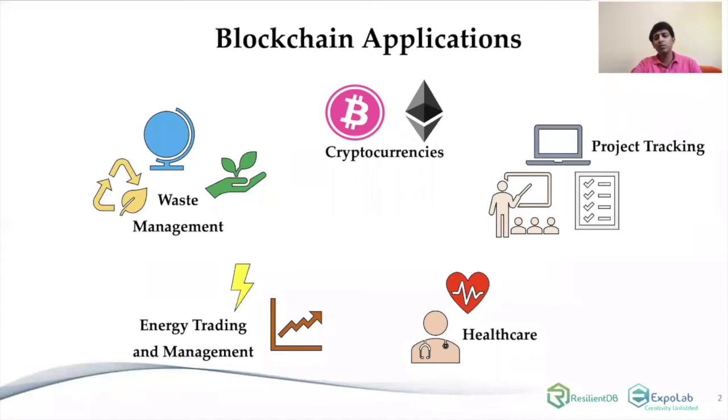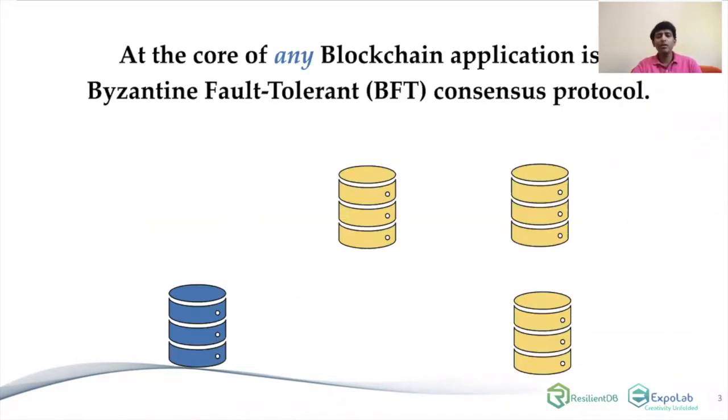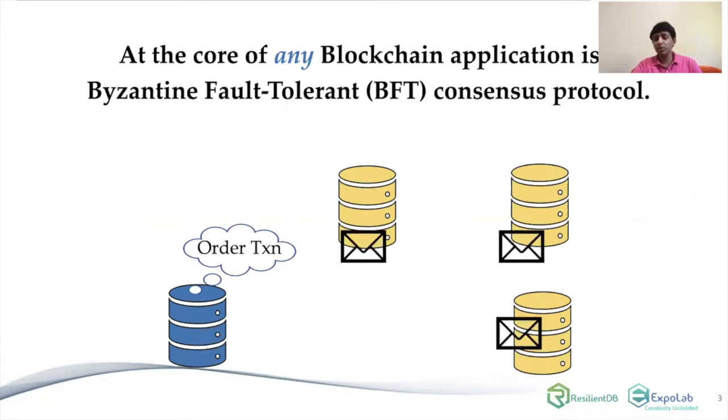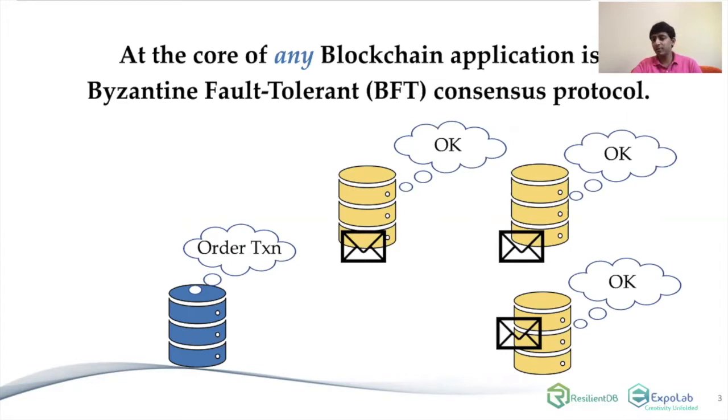So what is this work about? This work is about blockchain, and there are several applications of blockchain that we know, like cryptocurrencies such as Bitcoin and Ethereum. It is used in waste management, energy trading, healthcare, and other applications. At the core of any blockchain application is a Byzantine fault-tolerant consensus protocol that ensures that all the participant replicas agree on the order of the client requests.